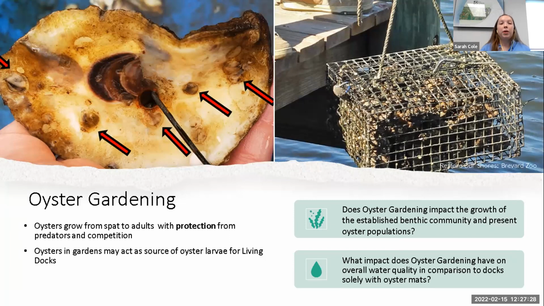So with the addition of oyster gardening, the questions that we'd like to ask here is, does oyster gardening impact the established benthic community on these living docks? Are we going to see a greater population of oysters with the presence of live oysters? As well as looking at the differences in water quality at our living docks that do not have oyster gardens and those that do. Are the oysters actually helping to filter this water, or is it the entire benthic community overall?